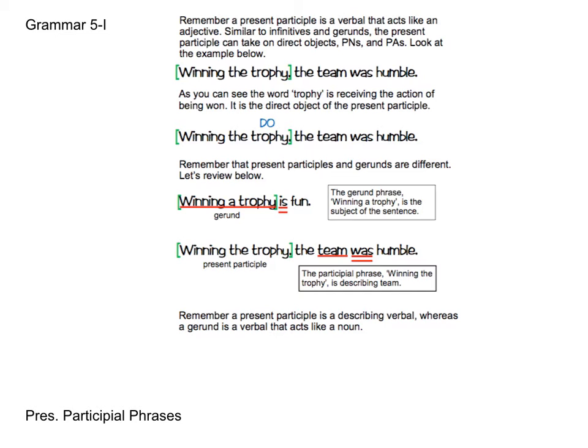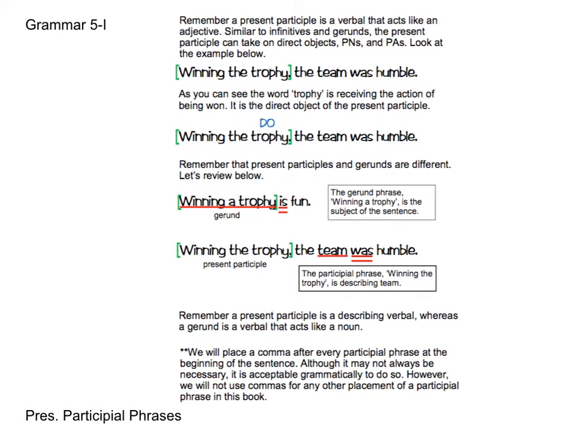Always remember, present participles are describing verbals, gerunds are verbals that act like nouns. Also, a quick note at the bottom, we will put commas after every participial phrase at the beginning of a sentence. This is not always necessary in a sentence, but it is acceptable grammatically. This is not something we are going to get into as to when or why to use a comma versus another time. In this series, we're just going to focus on the phrases themselves.